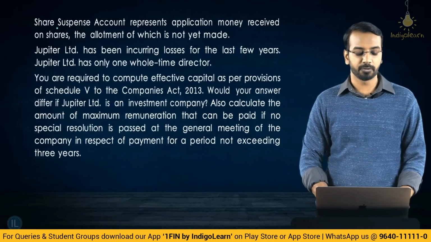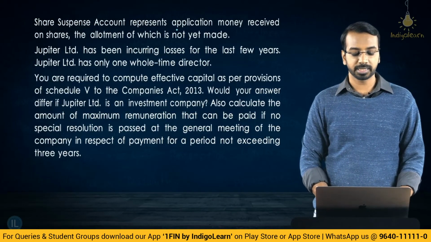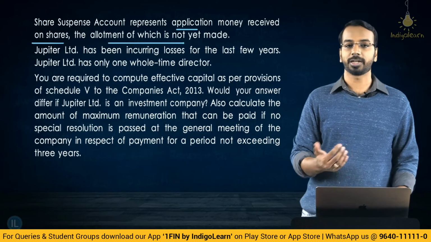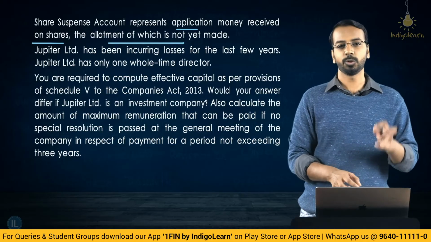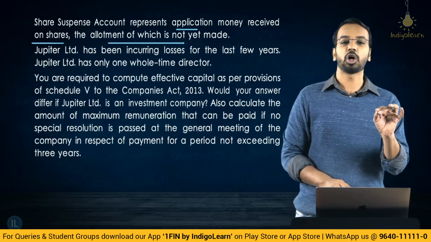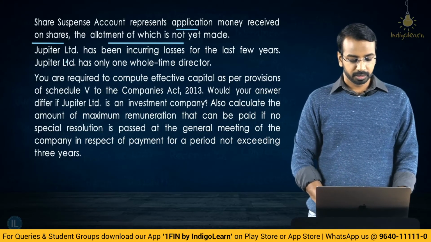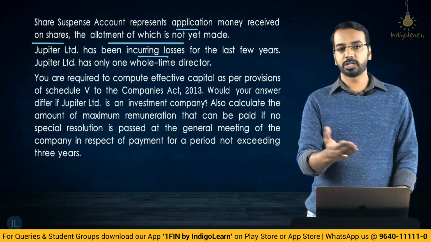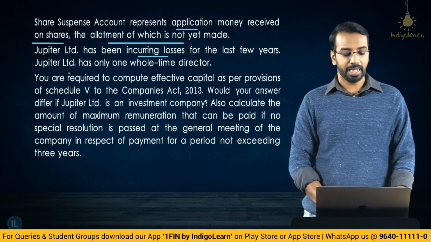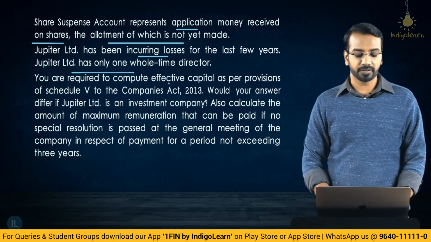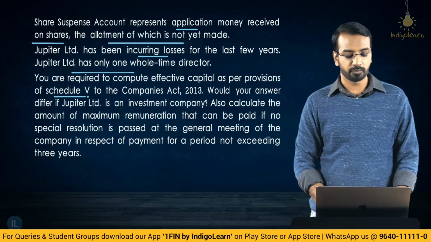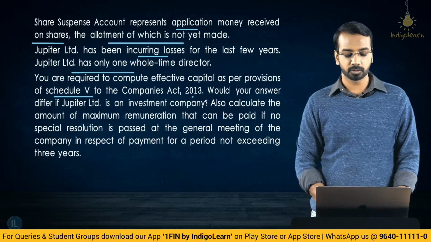Then coming to the additional information, share suspense account represents application money received on shares, the allotment of which is not yet made. Okay. Now when we compute effective capital under managerial remuneration, we know that share application money will not be considered. Then Jupiter Limited has been incurring losses, obviously, because there is a P&L debit balance and it has only one whole-time director. Okay. You are required to compute effective capital as per provisions of Schedule 5 of the Companies Act of 2013.